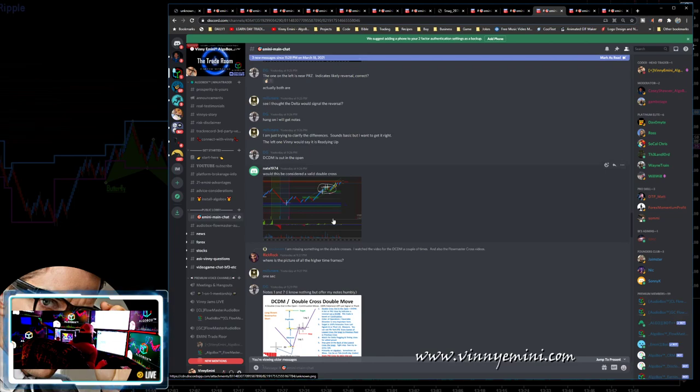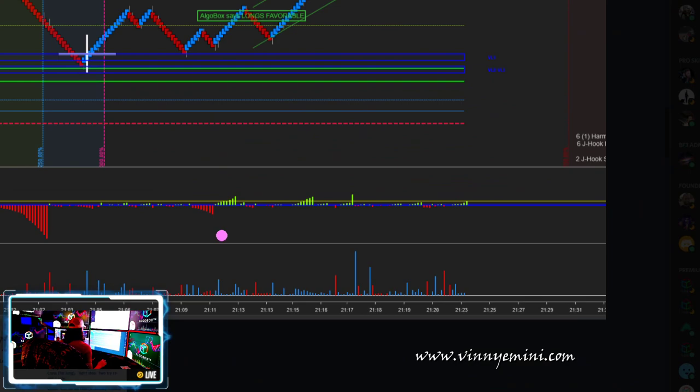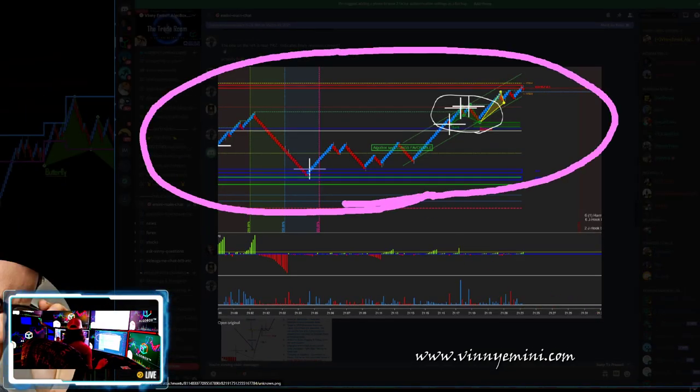Would this be considered a valid double cross? Number one, this is not a valid zoom in level. Can everybody tell that this is all jacked up? If you cannot tell that this is jacked up, slap yourself in the face. If you can tell that this is wrong, slap yourself on the back. Get the difference? Slap, pat on the back, okay? Slap yourself in the face if you think that this is okay. This is not okay. Don't zoom in like this.